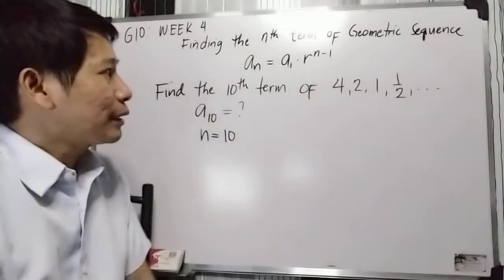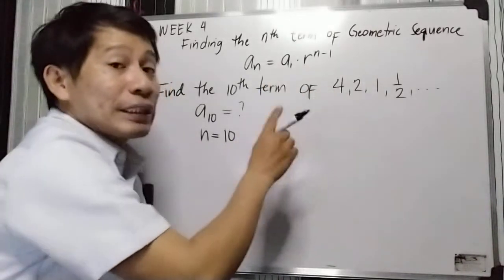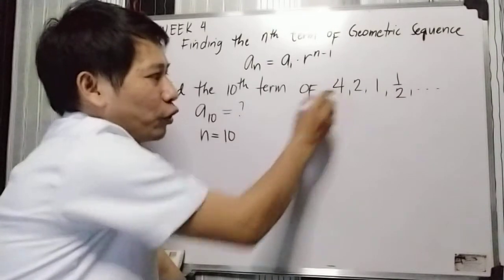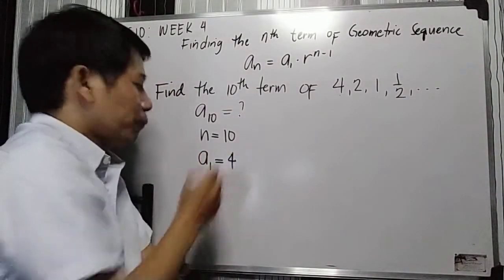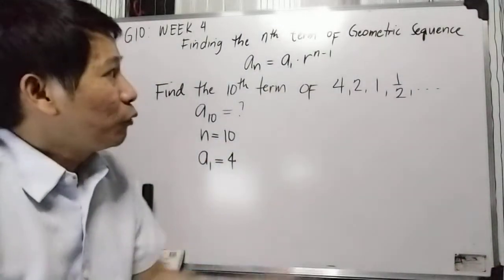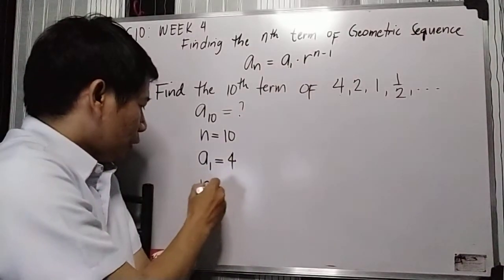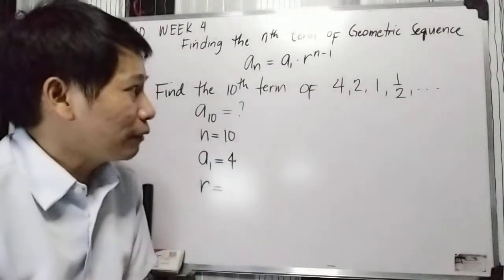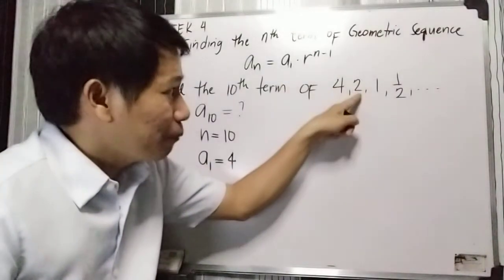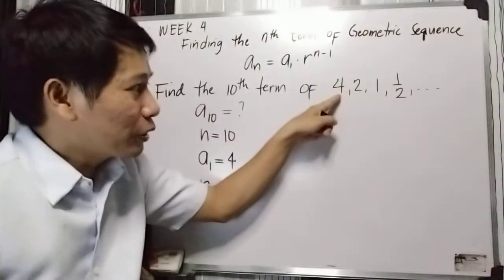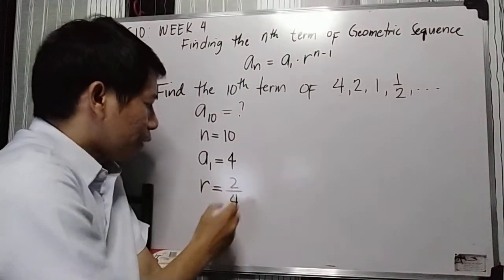Next, we need a sub 1. In our example, our first term, a sub 1, is 4. Therefore, a sub 1 is equal to 4. And then, we also need the common ratio, r. So, let us get the common ratio here: the next term divided by the previous term. So we'll have 2 divided by 4.